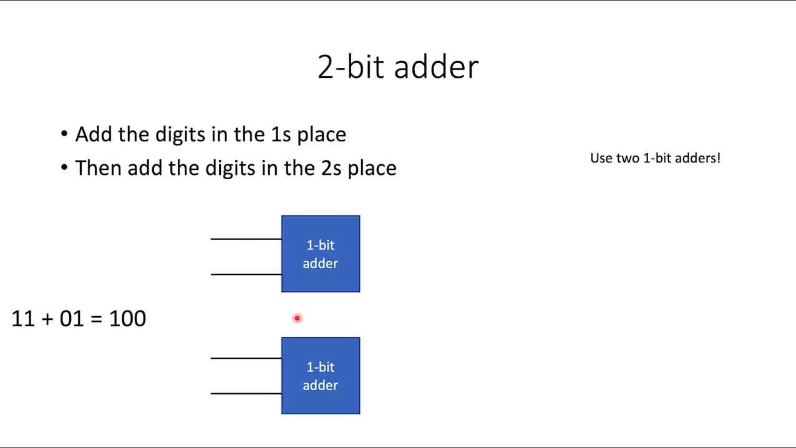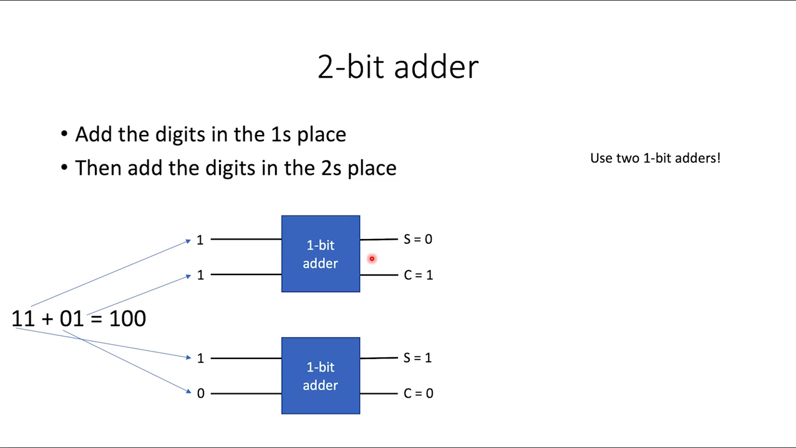So this top adder should be for the ones place, let's say, and this bottom adder should be for the twos place. This means that I take the numbers in the ones place, which in this case are 1 and 1, and I stick them into this first circuit. Then I take the numbers for the twos place, which are 1 and 0, and I stick them into the second circuit. Okay, let's run the circuits. In the first circuit, I get a sum of 0, and I get a carry of 1, because I'm adding 1 to itself. In the second circuit, I get a sum of 1 and a carry of 0, because I'm adding 1 to 0.